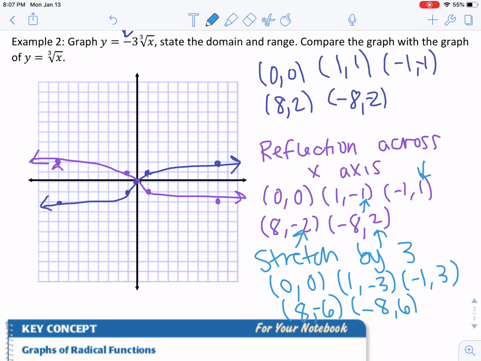So it's going to take the purple graph and stretch it out. (0, 0), we're still there. (1, -3): 1, 2, 3, that's going to go down there. (-1, 3): that's going to be there. (8, -6): 1, 2, 3, 4, 5, 6. And the other one, (-8, 6). So this light blue graph is my final graph.